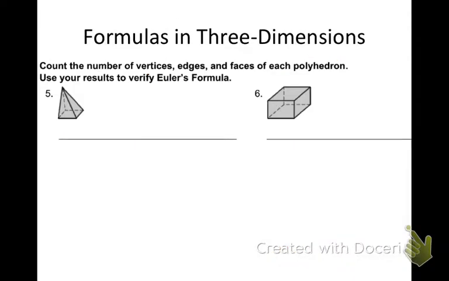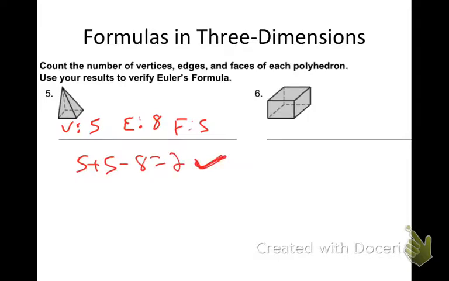Take a second, try numbers 5 and 6. All right, so number 5 here. How many vertices does number 5 have? Number 5 has 5. How many edges does it have? 8. How many faces? 5. So 5 plus 5 minus 8 equals 2. Checks out.